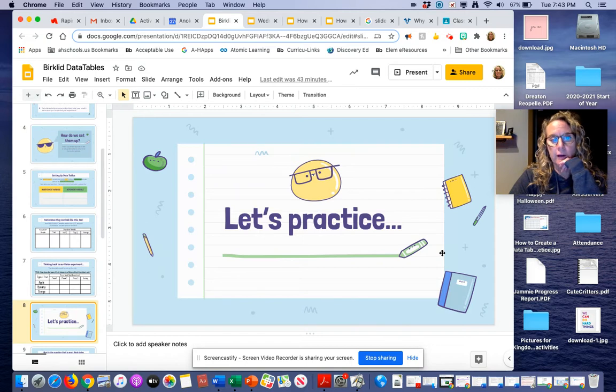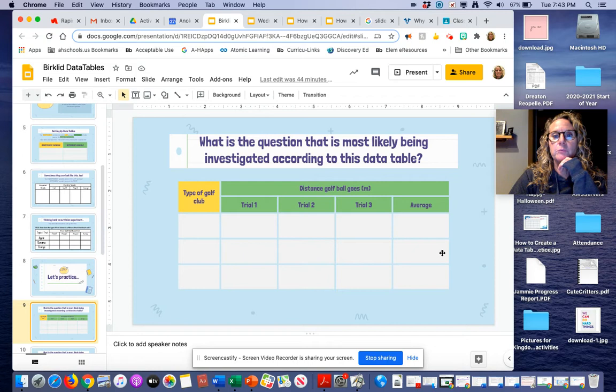Okay, so let's practice a couple. What is the question that is most likely being investigated? So we can look at this and figure out the question according to this data table. So think, what do you think based on what you know? What's the question for this data table?